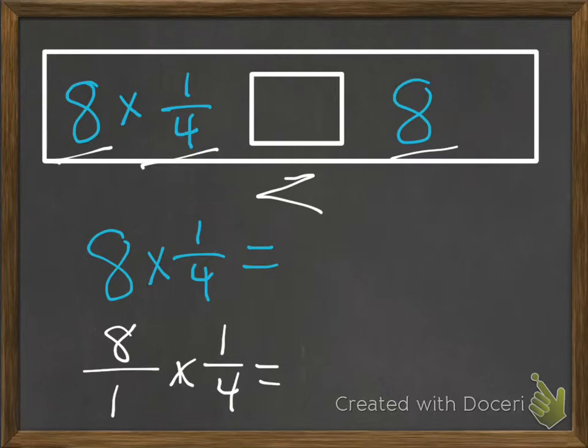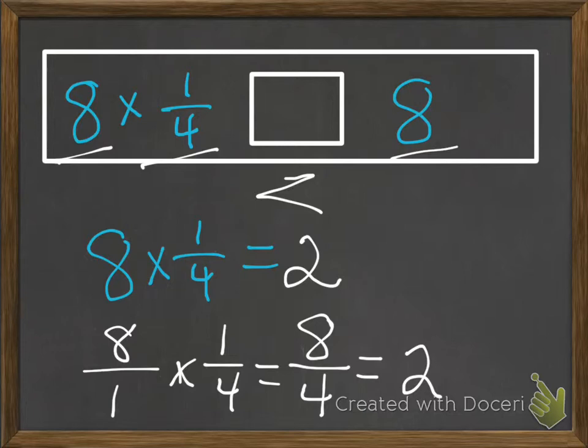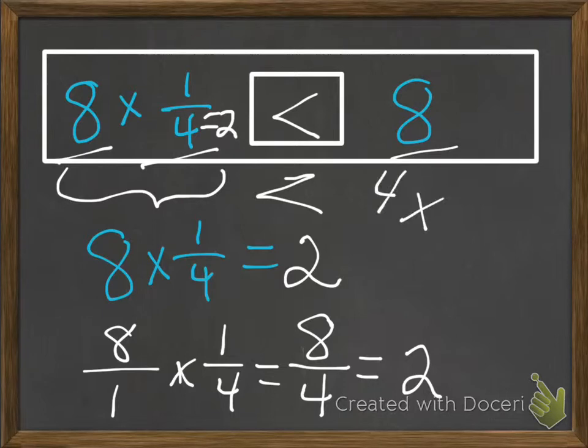So I get 8 times 1 is 8, 1 times 4 is 4, 8 divided by 4 is 2. So my answer is 2. That means this is equal to 2. 8 times 1/4 is going to equal 2, and 2 is less than 8. So that tells us every time we multiply a whole number like 1, 2, 3, 4, 5 times a fraction, then we are going to get a smaller number than what we started with.